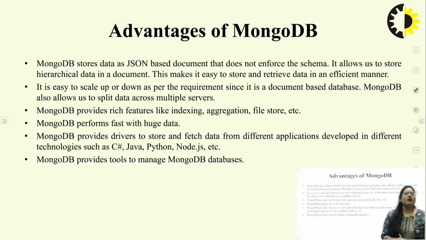Next is advantages of MongoDB. MongoDB stores data as JSON based documents that do not enforce the schema. It allows us to store hierarchical data in a document. This makes it easy to store and retrieve data in an efficient manner. It is easy to scale up or down as per the requirement, since it is a document based database.